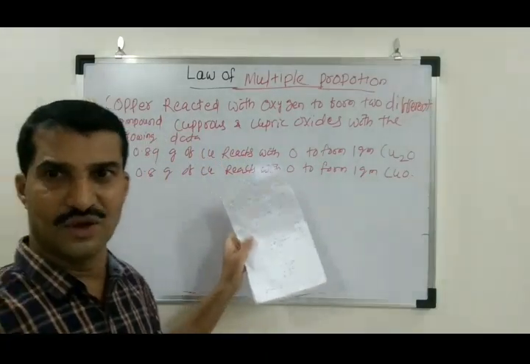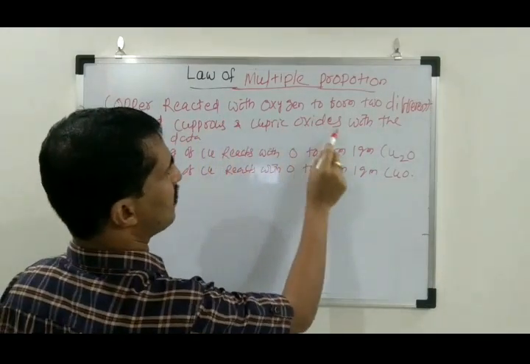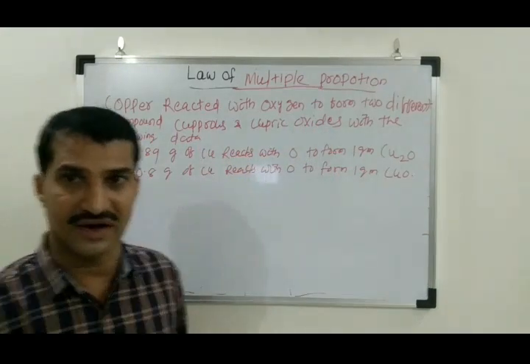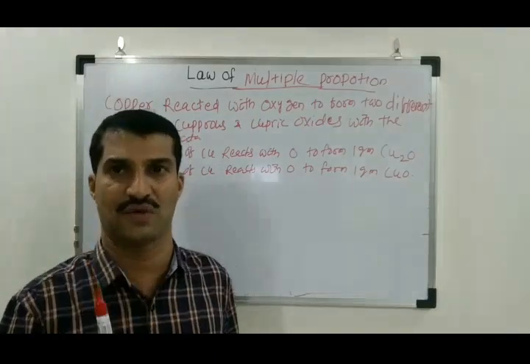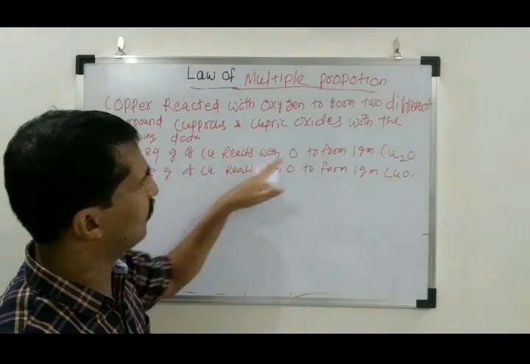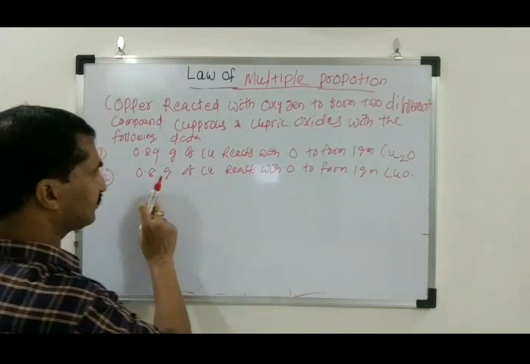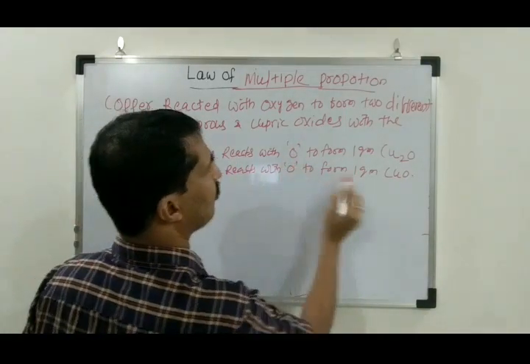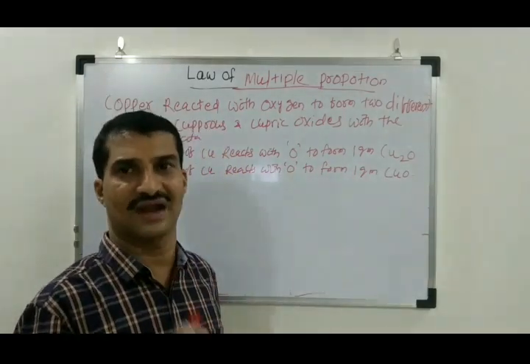Let us see this numeric problem. Copper reacted with oxygen to form two different compounds, cuprous oxide and cupric oxide, with the following data. The first is given: 0.89 gram of copper reacts with oxygen to form 1 gram of cuprous oxide, whereas in the second case, 0.8 gram of copper reacts with oxygen to form 1 gram of cupric oxide. Now it says prove that this obeys the law of multiple proportions.